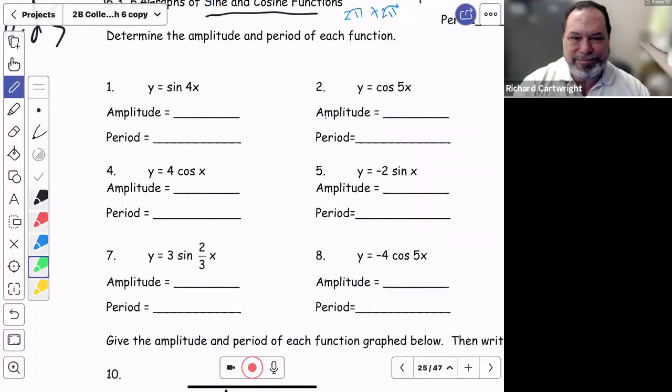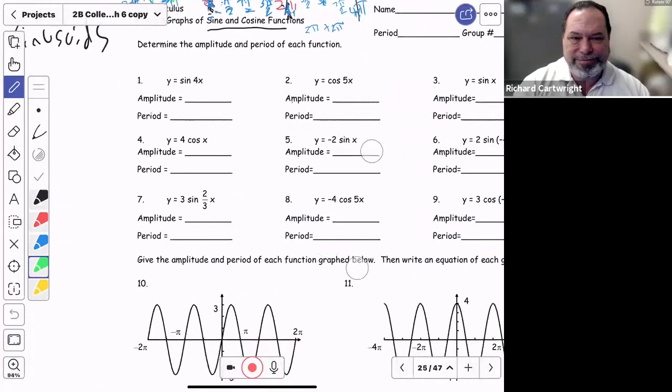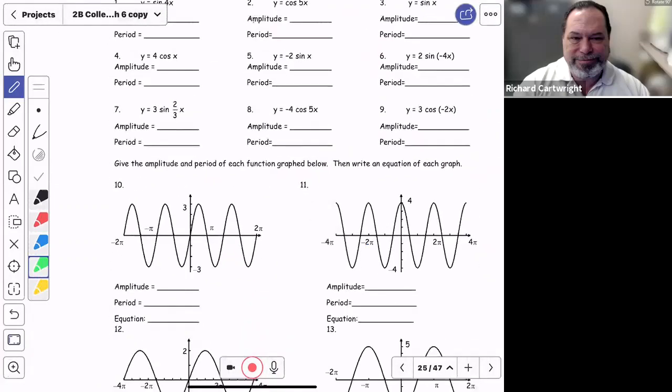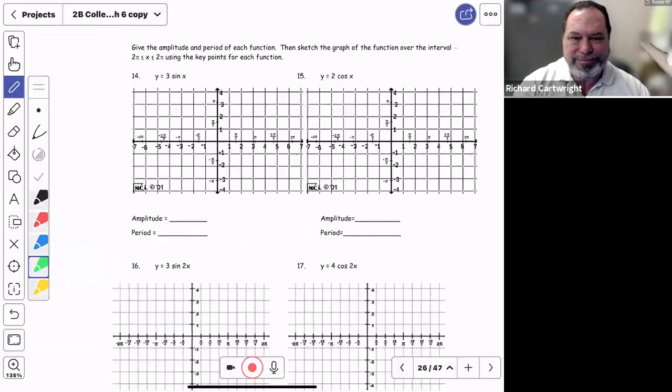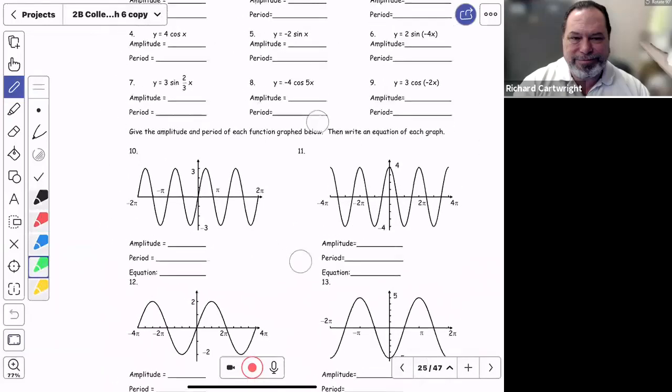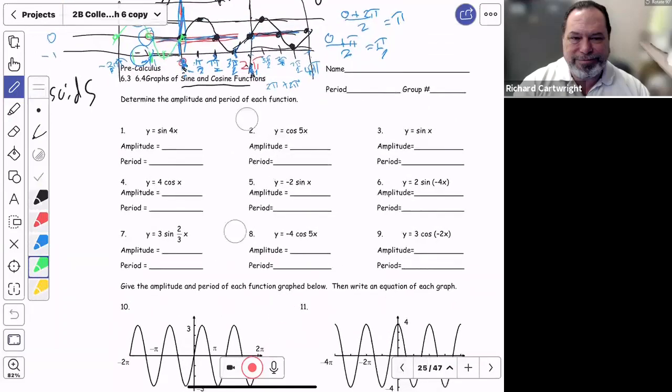This first page is nothing but identifying the amplitude and periods. As you go down, we're identifying the amplitude and periods through the graphs. The next page actually has you graphing them. You did a lot of that. So those first 2 pages you should be able to get through, but I want to review a little bit. Sine of 4x.